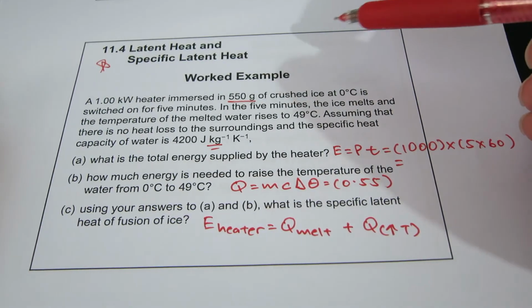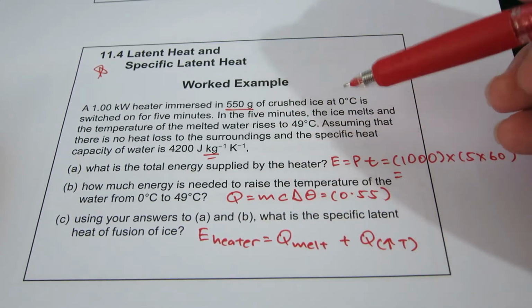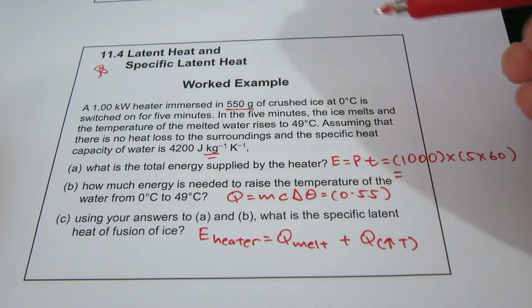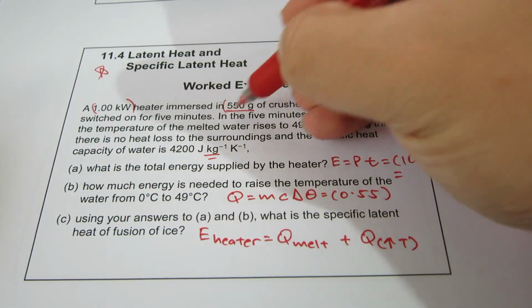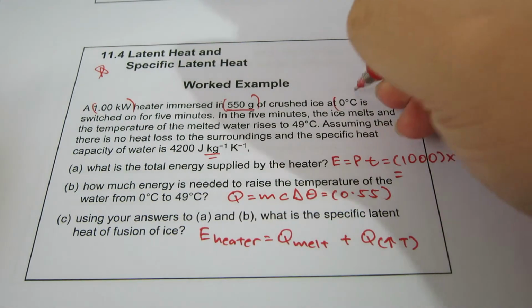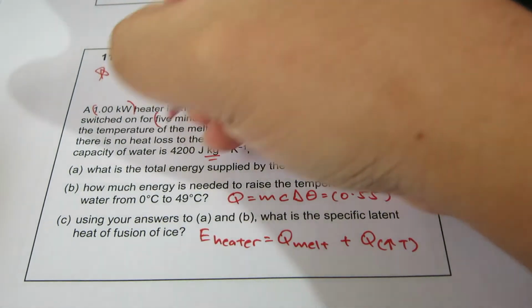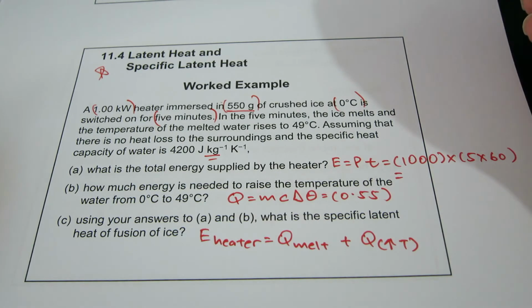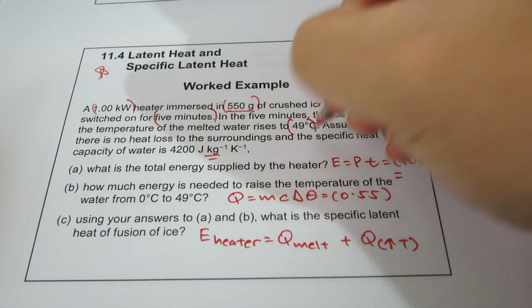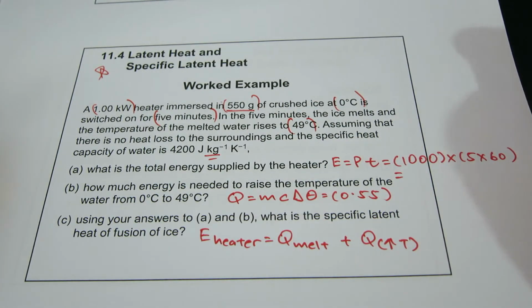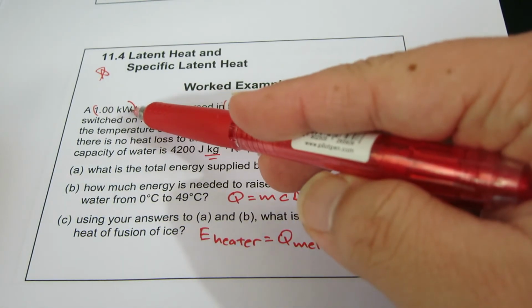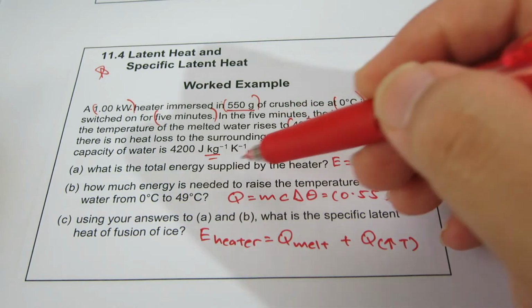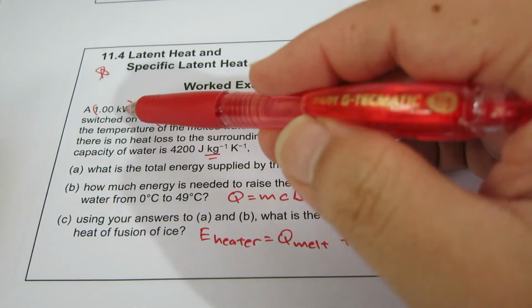Alright, again with the question, I'll give you a few seconds to have a read. I've got a 1 kilowatt heater immersed in 550 grams of crushed ice, which is at 0 degrees Celsius, left on for 5 minutes, and then the ice melts and the temperature rises to 49 degrees Celsius. Again, quite a simple question. 1000 watt. They ask you what is the total energy supplied by the heater.